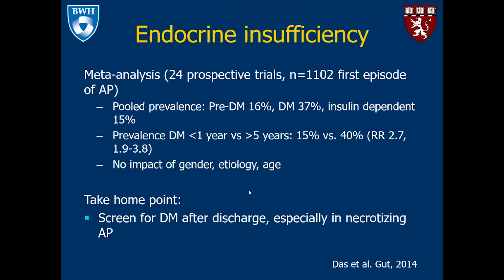How about endocrine insufficiency? Meta-analysis shows that pooled prevalence of prediabetes was 16% in the patients following their first episode of pancreatitis, diabetes in 37%, and insulin dependence in 15%. And the prevalence of diabetes less than a year versus 5 years later was 15% and 40%. And there was no impact of gender, etiology, or age. So an important take-home point is that screening for diabetes after discharge is important, especially in necrotizing pancreatitis.